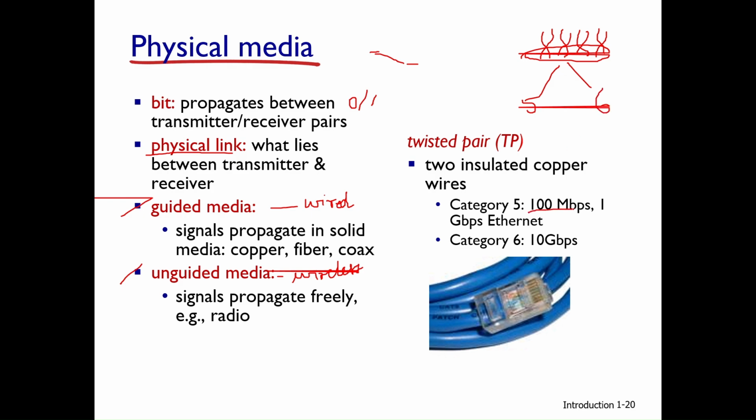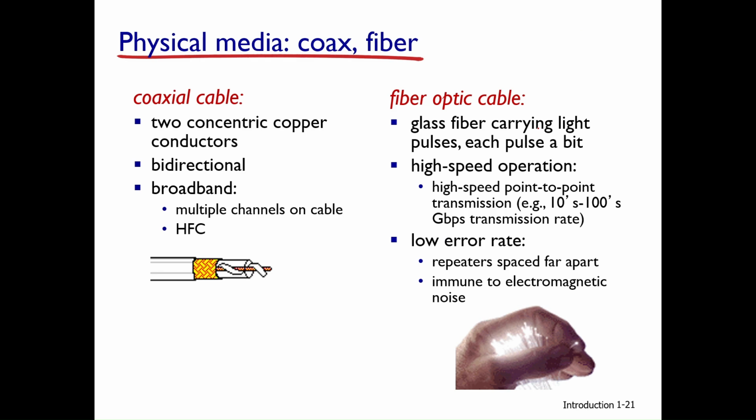Category 5 is of 100 Mbps or 1 Gbps Ethernet, whereas category 6 is of 10 Gbps Ethernet, so 10 gigabits per second of data could be transmitted. In the physical media, we will see first the coax cable.